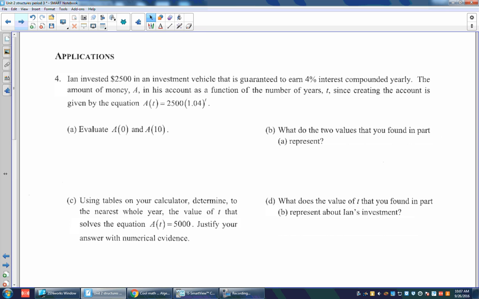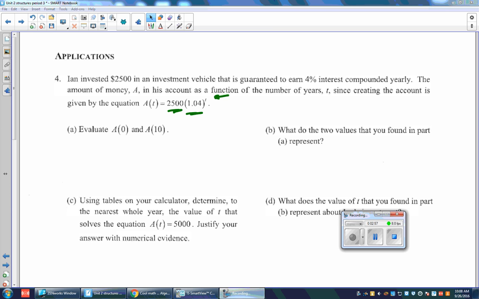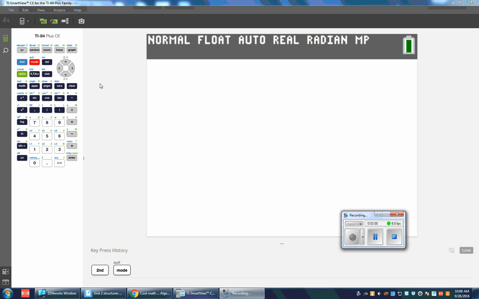Ian invested $2,500 at 4% interest. It gives you the equation. If you remember, it's 1 plus the rate of change raised to an exponent, times the starting amount. Evaluate A of 0. There's a really easy way to evaluate it at 0. You just know what it is because it's the y-intercept.